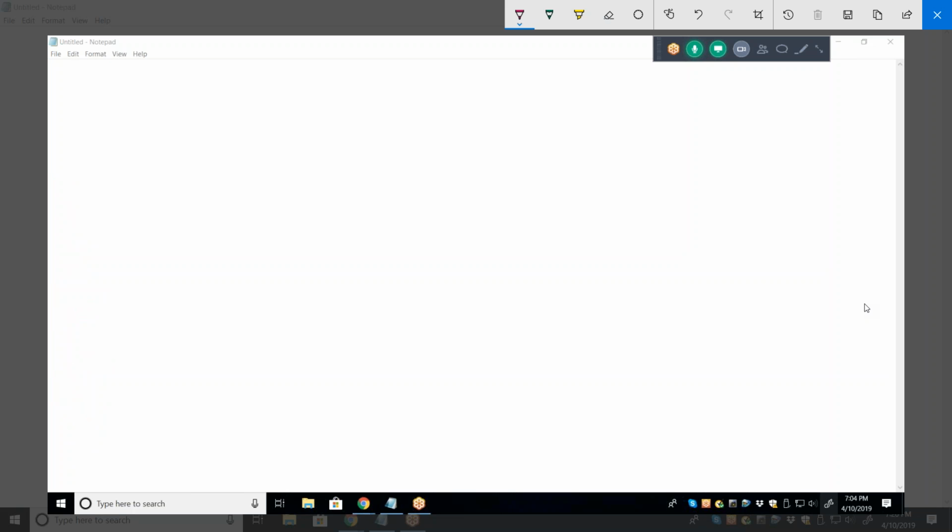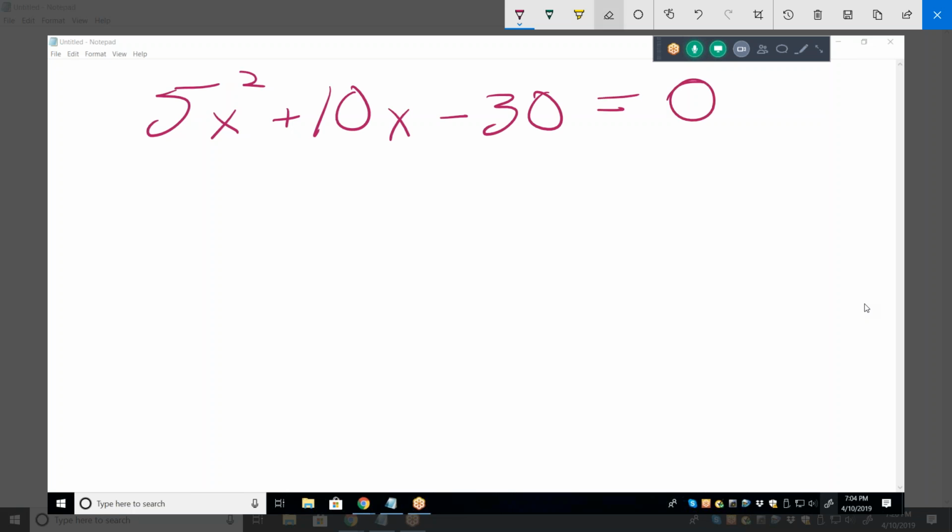Okay. Let's go back and do another one, solving an equation by completing the square. What else you got? We'll do this one slightly different this time. 5x squared plus 10x minus 30 equals 0. This time I'm going to move the 30 over to the other side, just to show you that you can do it either way.